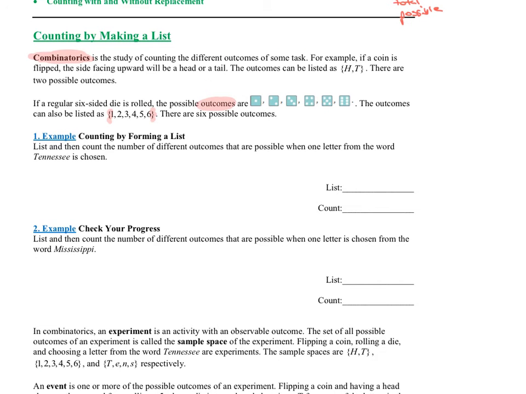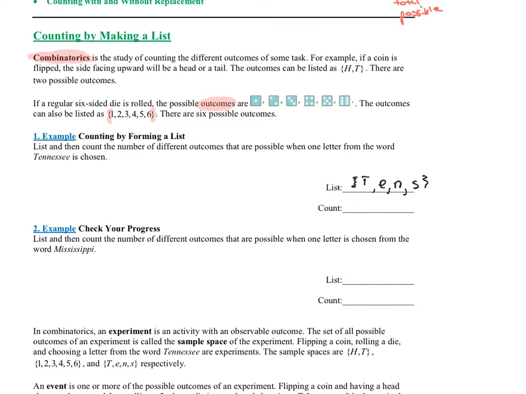So let's take a look at these first two examples. The first example says list and then count the number of different outcomes that are possible when one letter from the word Tennessee is chosen. So if we pick a letter, what are our different possibilities? Well, it could be any of the letters from the word Tennessee. Once again, we're going to write our answer in roster method. It could have been a T, an E, an N, or an S. Those are our different possible outcomes.